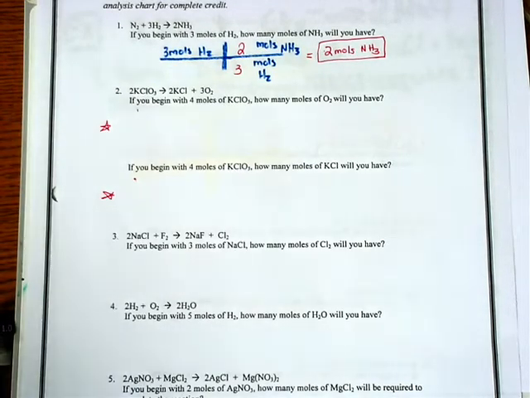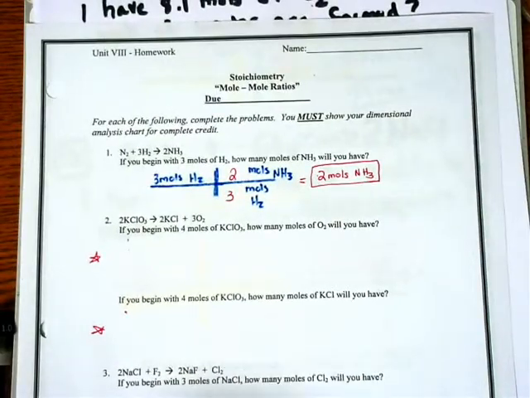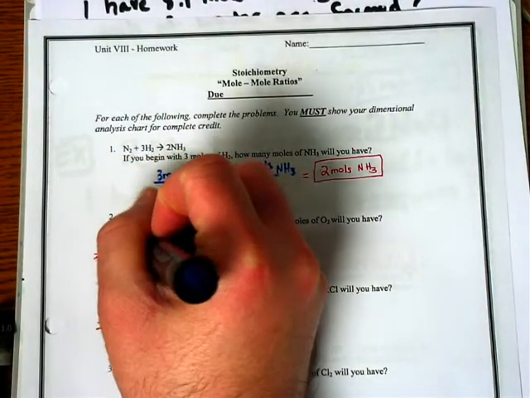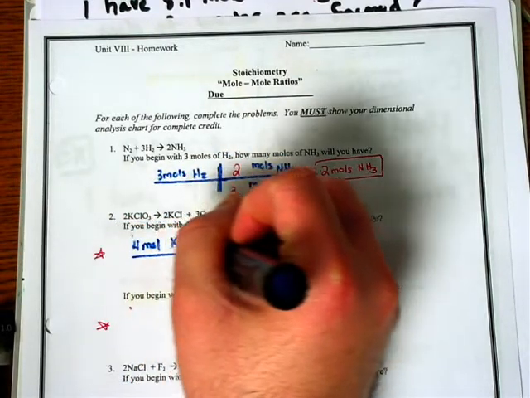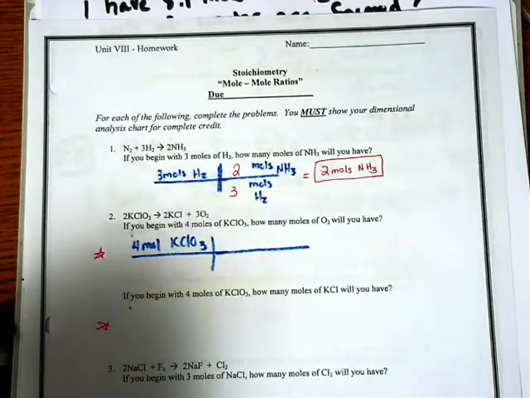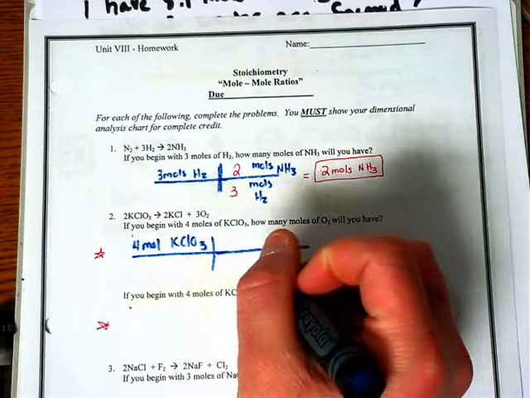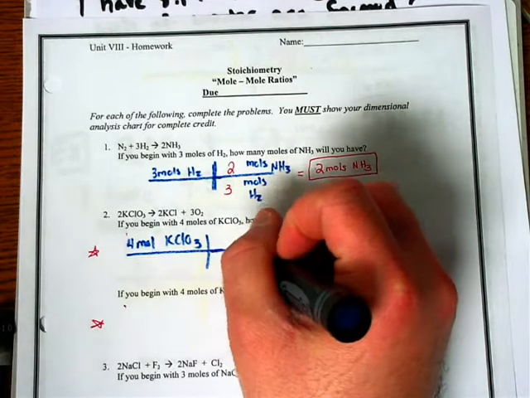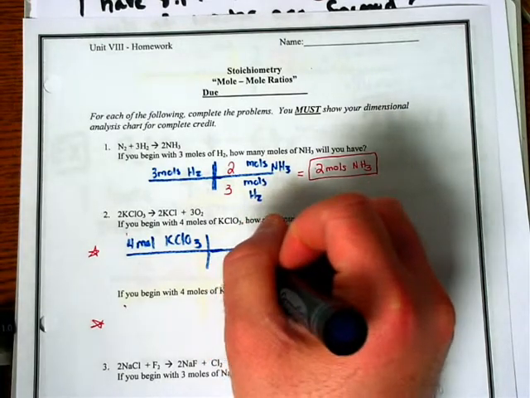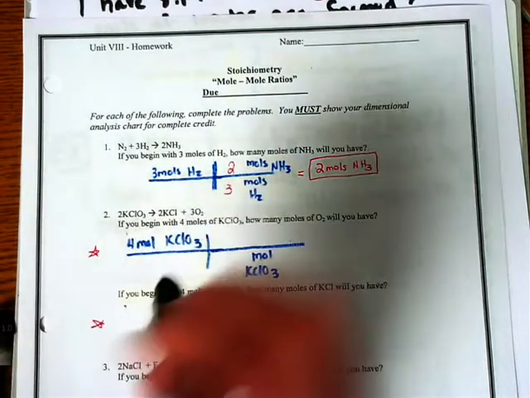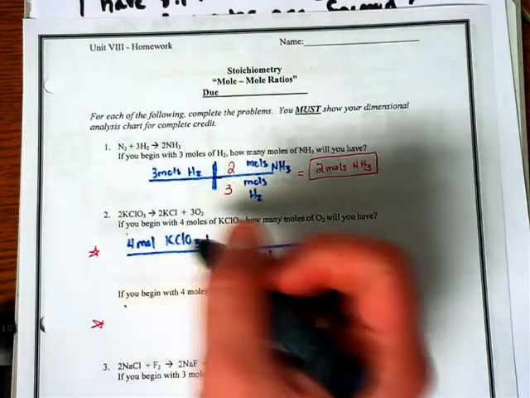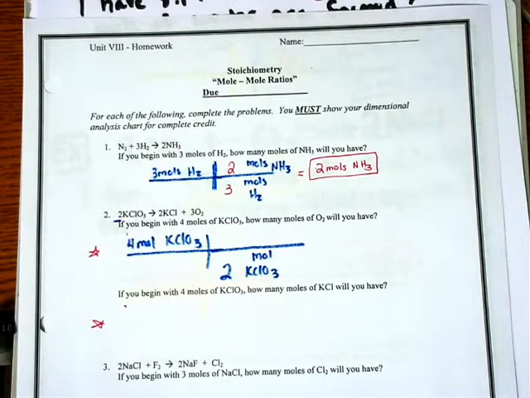Let's do this real quick. It says if you give 4 moles of KClO3, so let's start out with 4 moles of KClO3. Since we're starting out with moles of KClO3, what's got to go on bottom? Moles of KClO3. Does this cancel or not? Yes, it does cancel. How many moles of KClO3 are we talking about here? 2. Where did I get that from? The coefficient, 2.